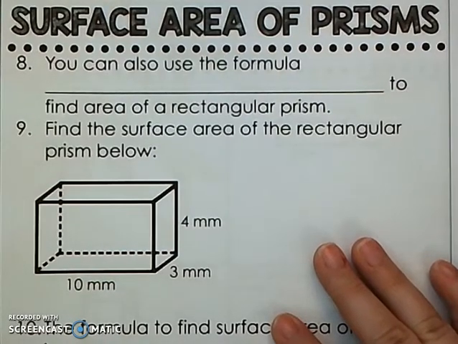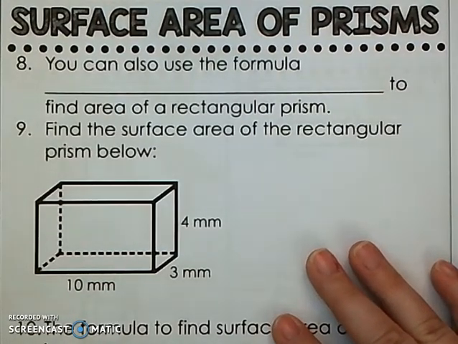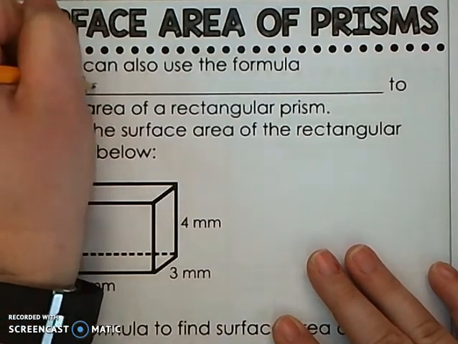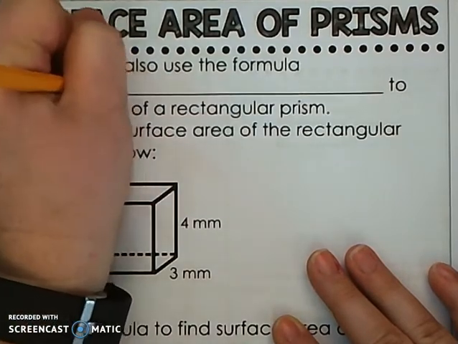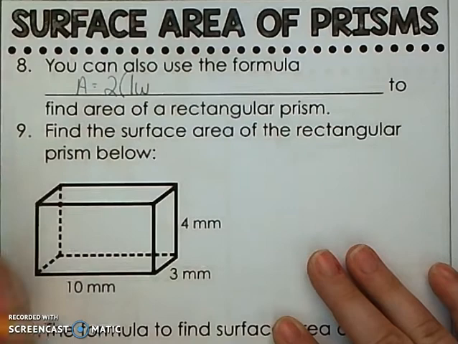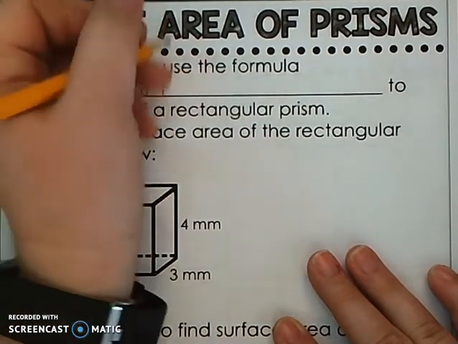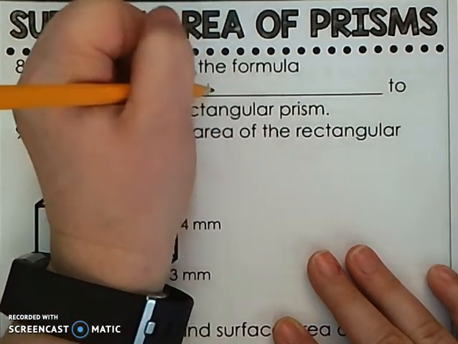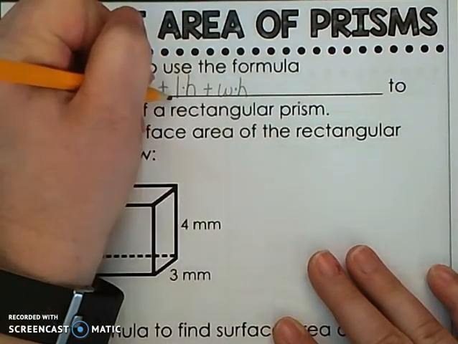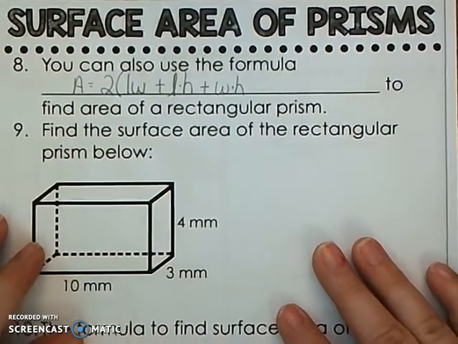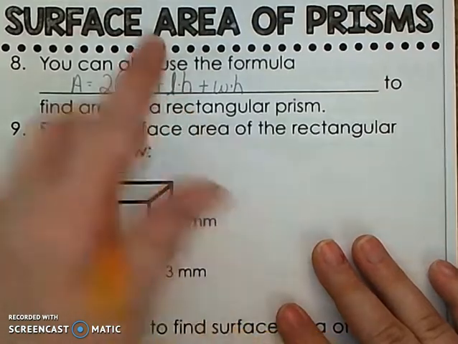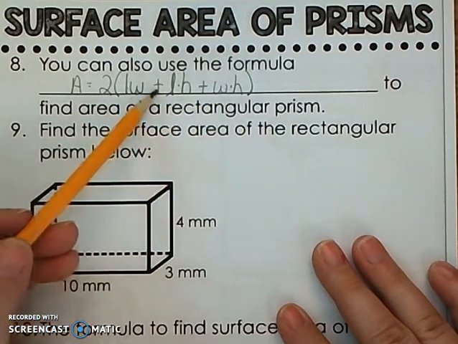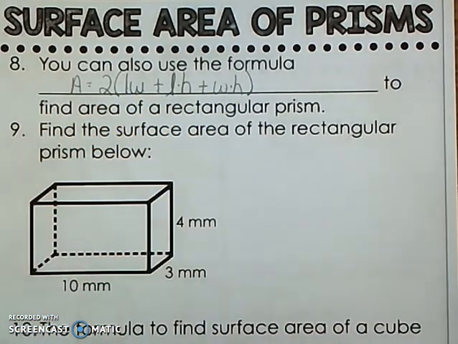Okay, we can also use a formula if you don't want to go each individual face. The formula is area equals 2 times, parenthesis, length times width, plus length times height plus width times height. And let's make this an L so you can see it a little bit better. So we're going to find the area of a rectangular prism using this formula. So we're going to do the length and height, width and height, add all those together and multiply by 2.